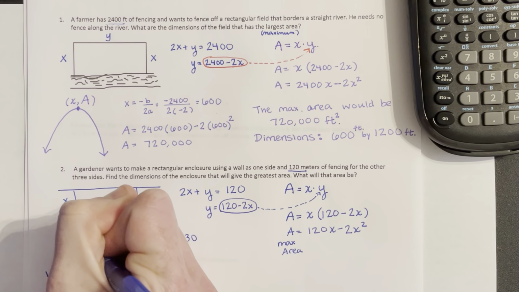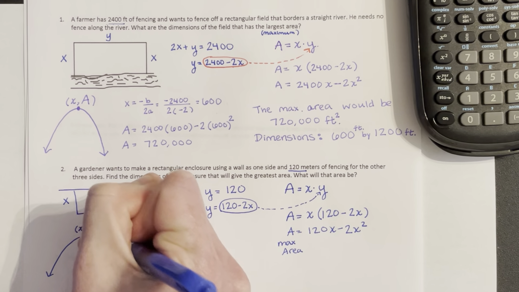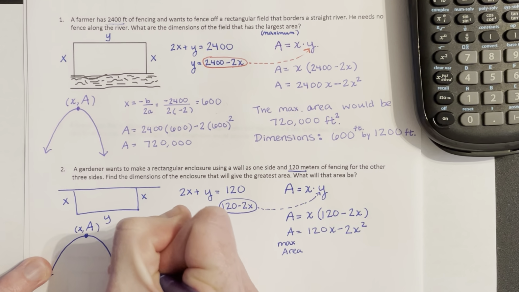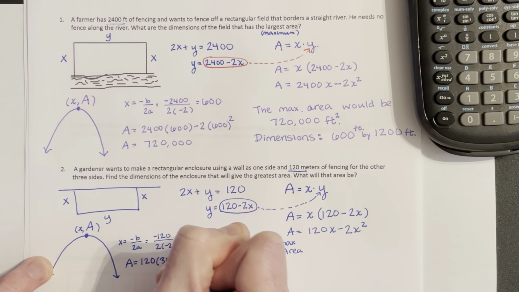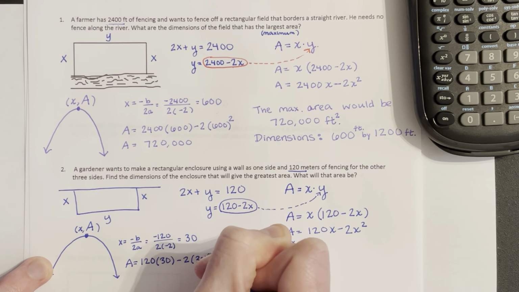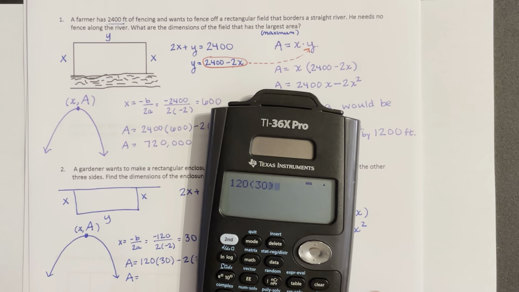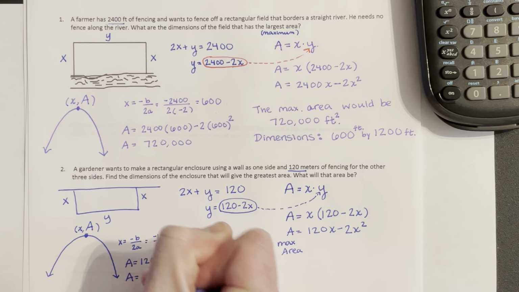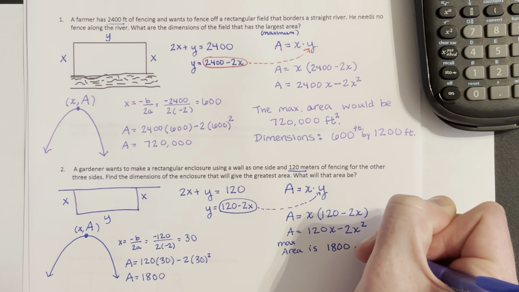So the x value is going to be 30. Our output, it's not y, it's A, because we're finding this equation here, this area equation. So I find the area by plugging in 30. 120 times 30 minus 2 times 30 squared. And we just plug that into our calculator. Gives me 1800. So the maximum area is 1800 square meters.